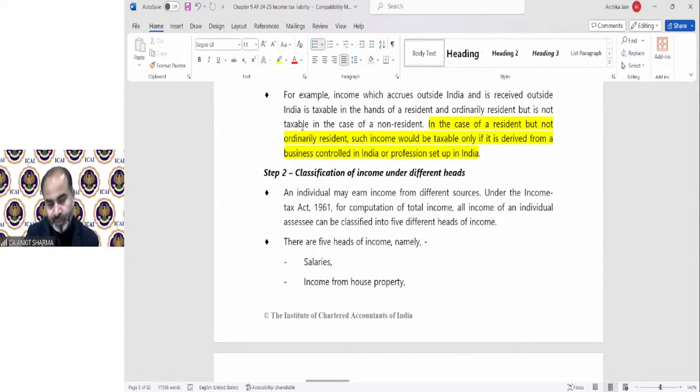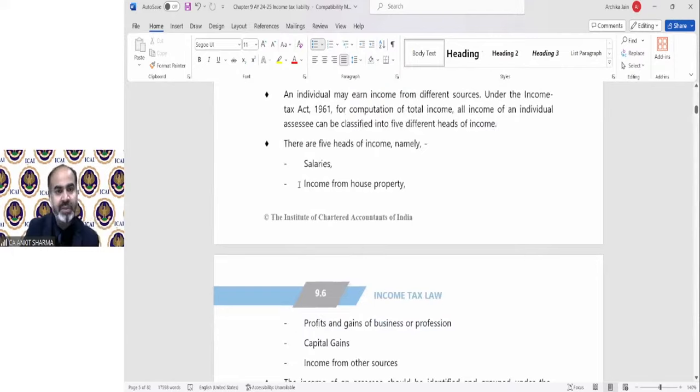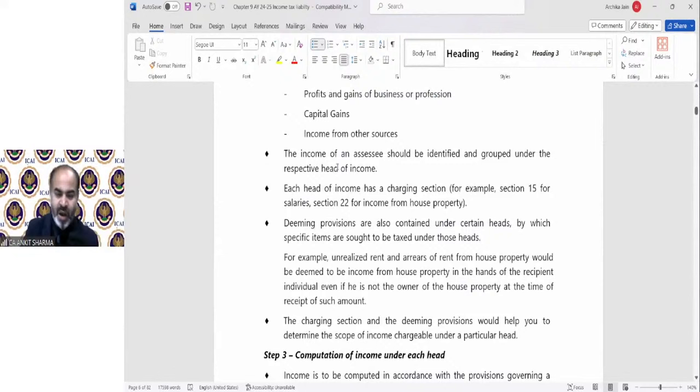Then come the different heads of income and the computation of income under each particular head. We have five heads of income: salary, house property, profits and gains of business or profession (PGBP), capital gains, and other sources. How to calculate the income under each individual head has already been discussed.